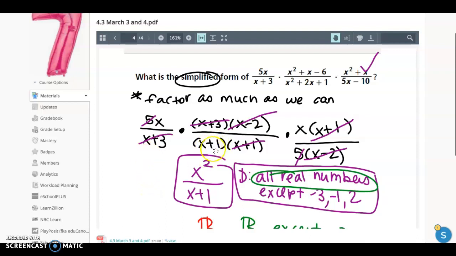This would give me a -1, -1. 5 isn't going to give me anything, so I can ignore it, and this would give me a 2. That's why my domain is this, all real numbers except -3, -1, and +2.